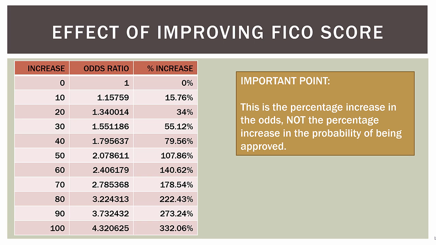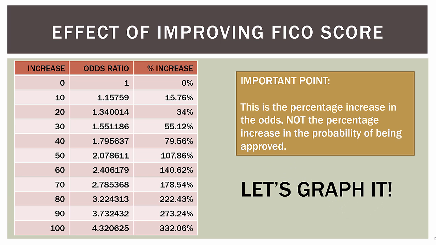Now, an important point. This is the percentage increase in the odds, not the percentage increase in the probability of being approved. We have a percentage or probability of being approved for each individual score. That's not what we're doing here. We're looking at the percentage increase for two different scores, using the odds of each score and taking the odds ratio to find the percentage increase. So just keep those two things in mind. This percentage increase relates to the odds ratio, not the original probability for an individual score we did at the beginning.